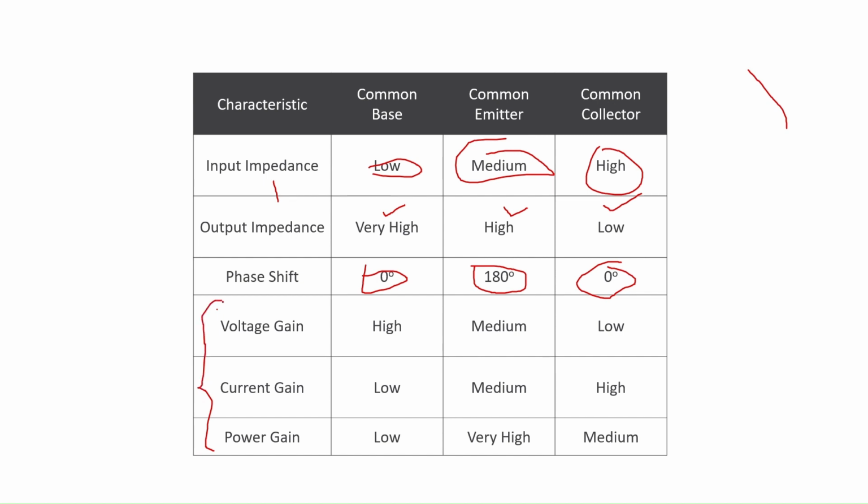Common base has high voltage gain, common collector has high current gain and common emitter has high power gain. This is an important point to be noted. So in case of amplifications, mostly common emitter and common collector circuit will be used. This is all about bipolar junction transistor. Thank you.